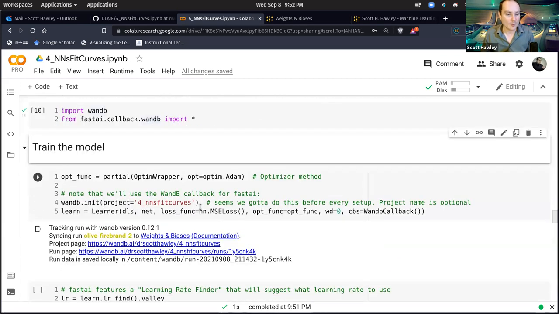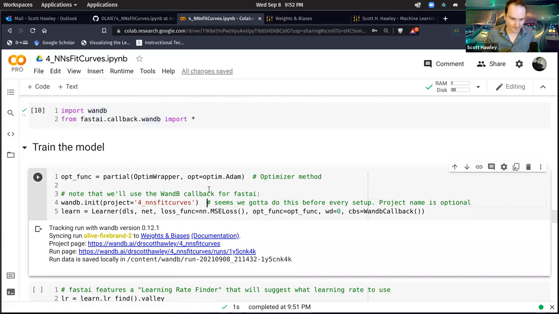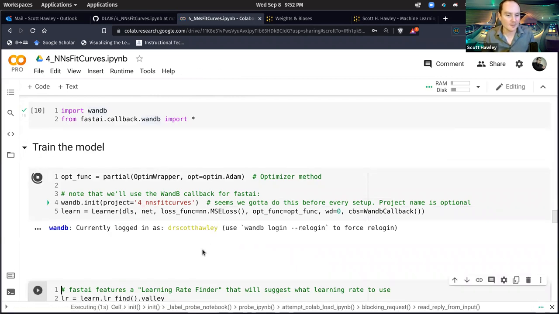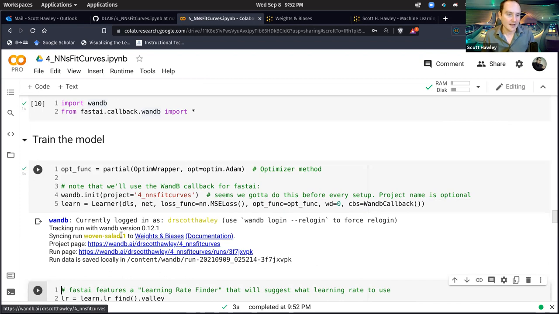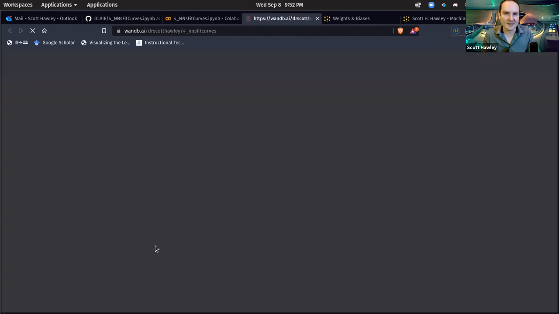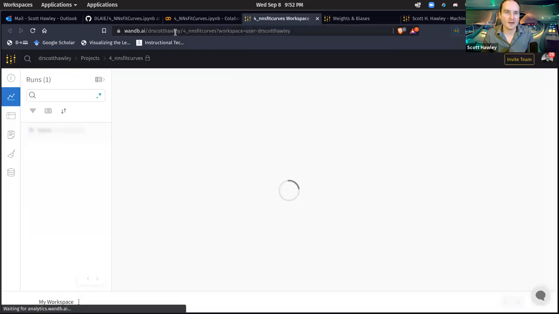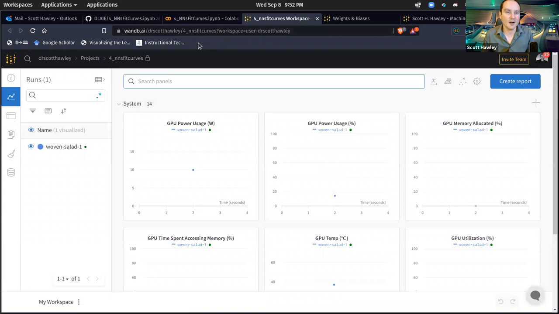So when we press run and we do this, well, let's just do it. All right, so it says I'm logged in and it spits out some links. So it's telling you where everything's going to go. For example, you can click on one of these. I think I'm already there. And I've got this thing, Neural networks fit curves. It gives you these funny, unique names, and right now there's nothing there because we haven't run it yet.